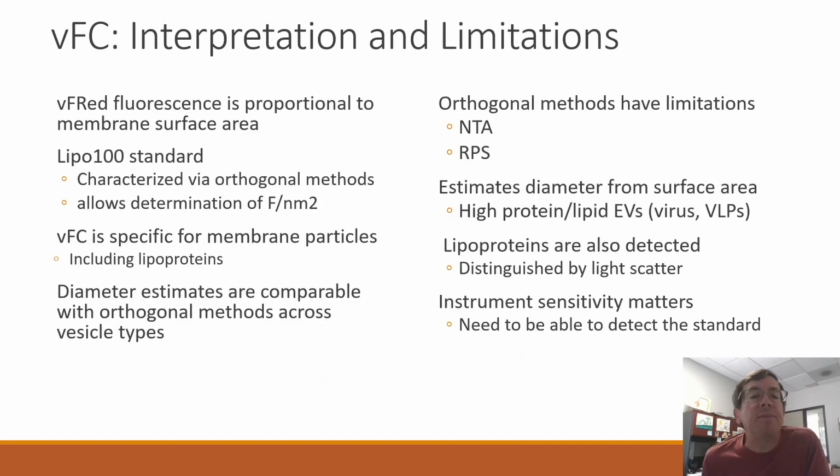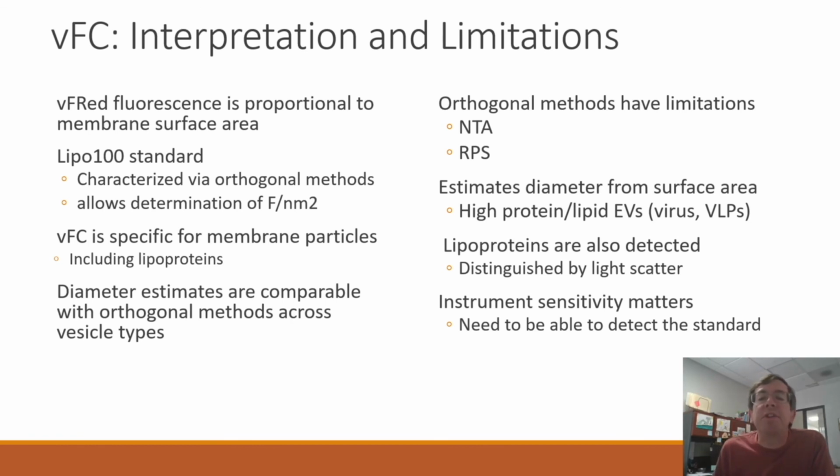So wrapping up here, we find that VF red fluorescence is proportional to membrane surface area, and that gives us a means to estimate vesicle size from fluorescence. We use the Lipo 100 standard, which has been characterized by orthogonal methods, and lets us determine the slope of fluorescent units per nanometer squared. VFC has the advantage that it's specific for membrane particles, including lipoproteins, which could either be a challenge or an opportunity. And finally, the diameter estimates we obtain are comparable with those other methods across vesicle types.